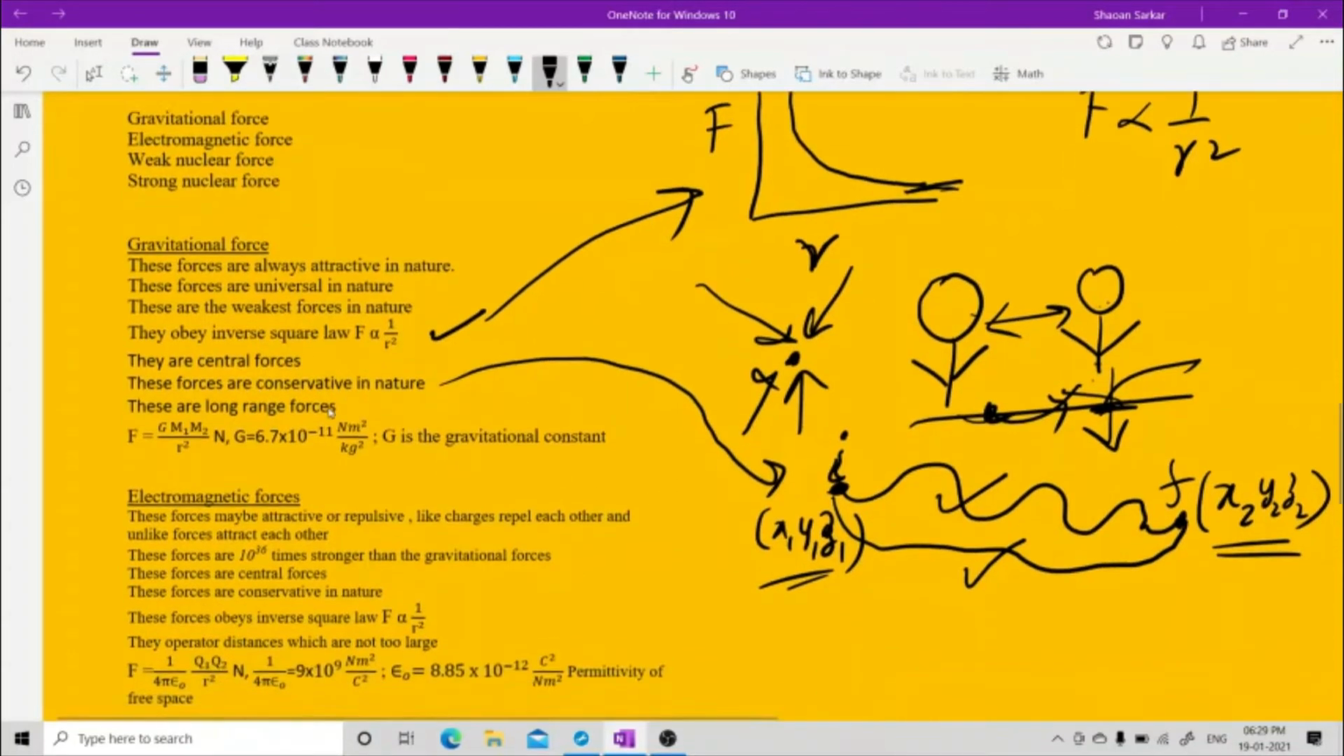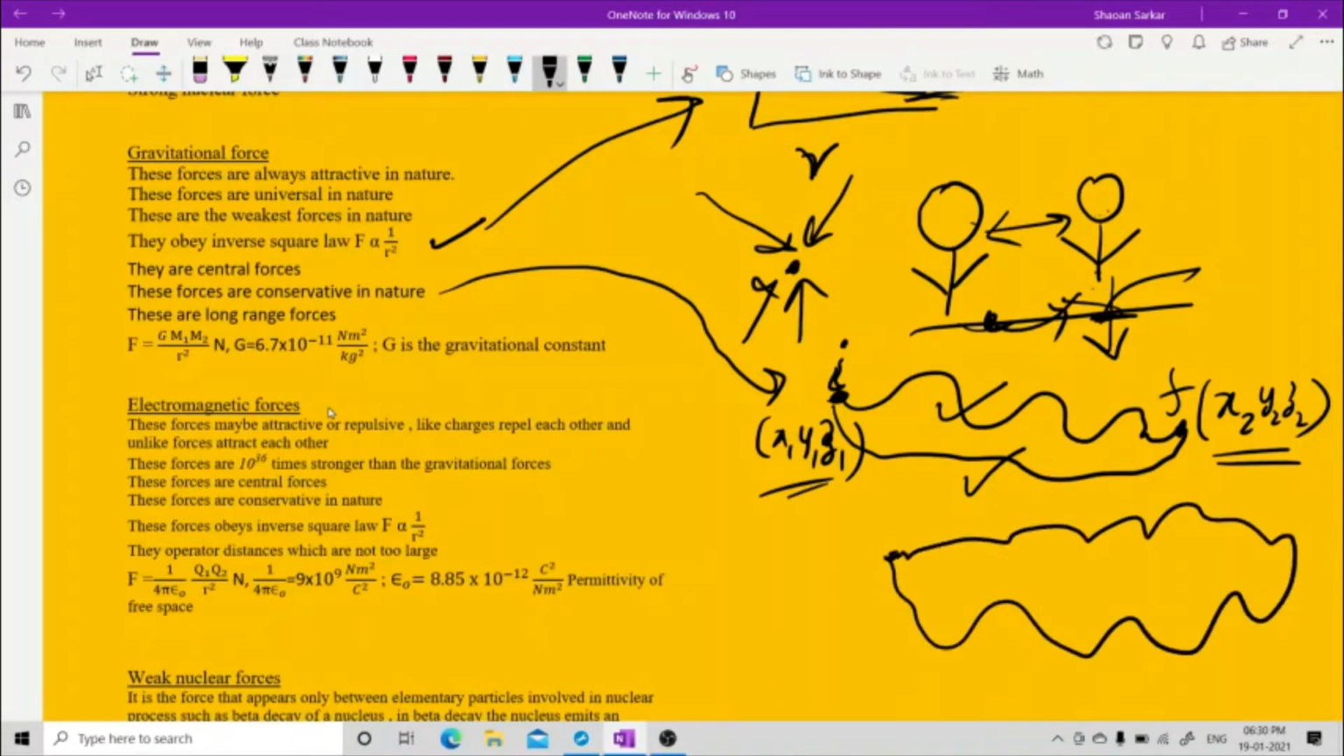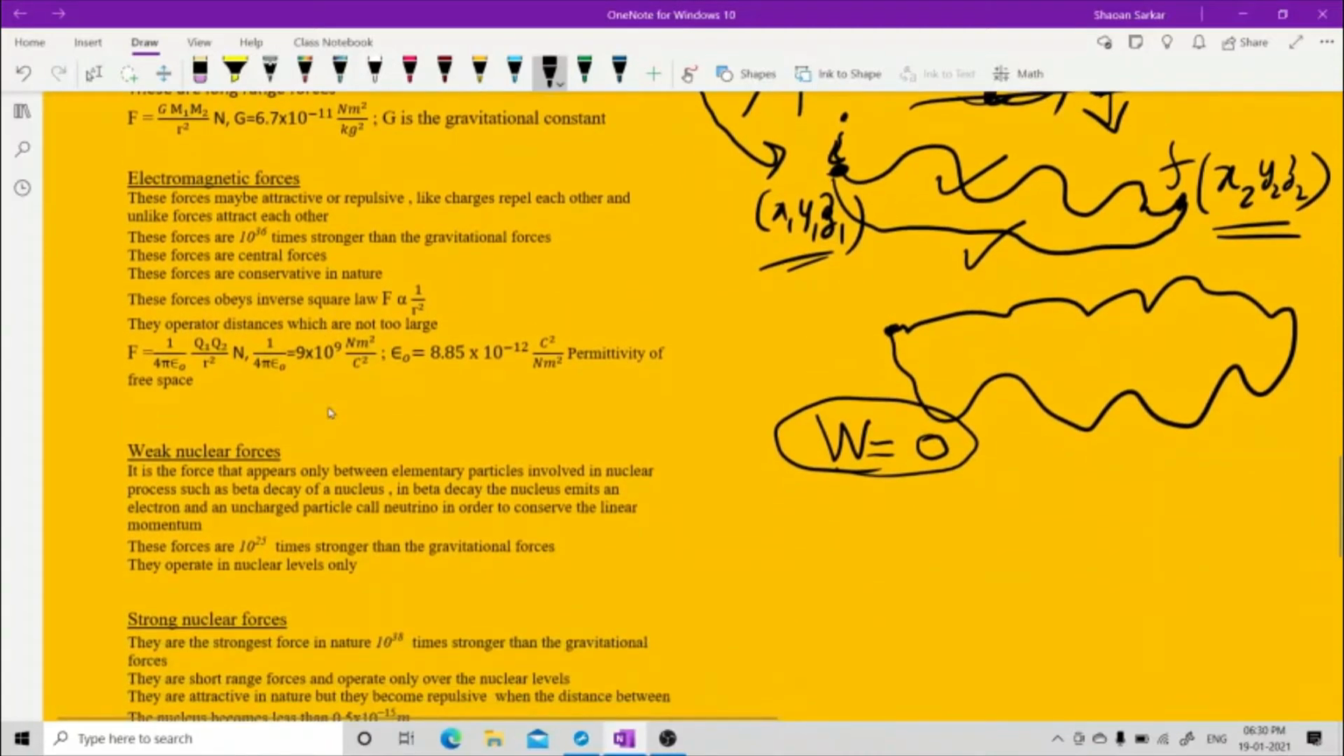Supposing in this conservative force field, you start from here, you go whatever way you like, you come back to this point, then the work done will be zero. The work done will be straight zero, because the initial and the final point will be the same, and therefore work done will be zero. And a very interesting thing I'd like to tell you in this, the force can be derived out of potential.